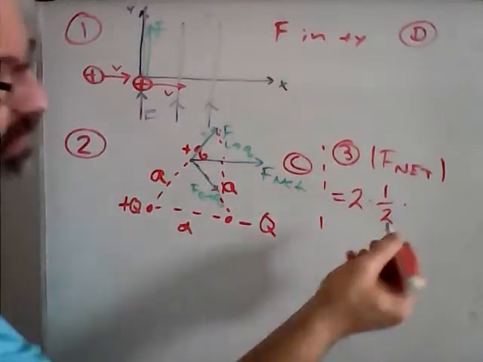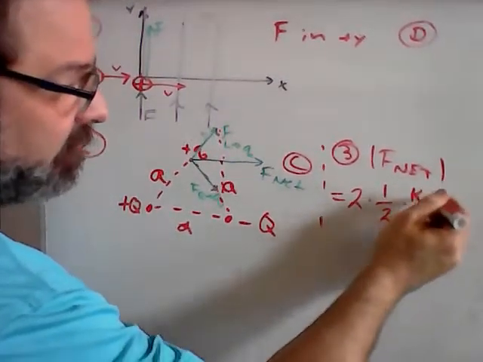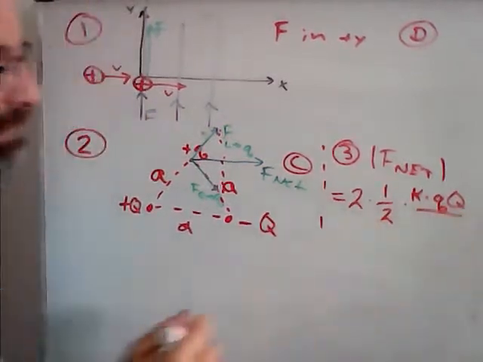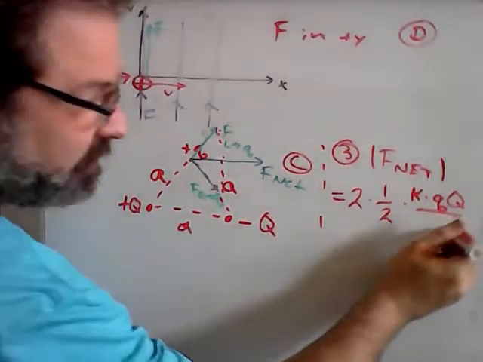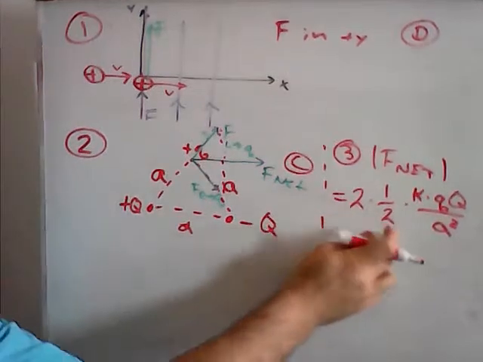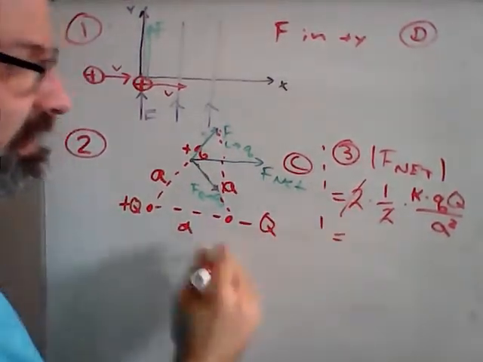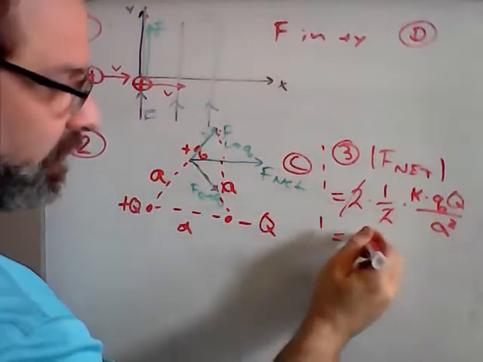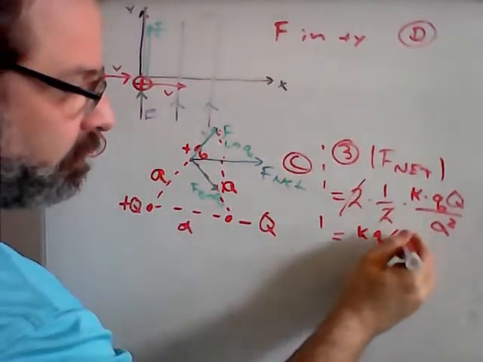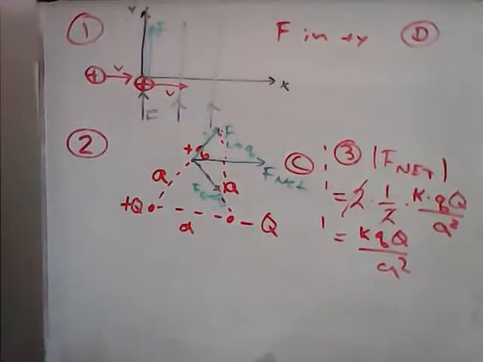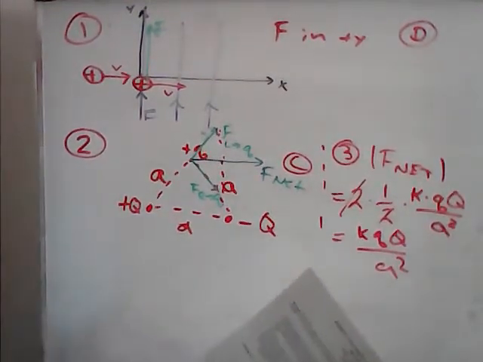Coulomb's law. Well, Coulomb's law says K times little q times big Q divided by the distance squared, which is a squared. We got 2, we got a half, cancel those out. Good. So that means we've got a net force of K, q, big Q over a squared. And we're going to check our sheet to see if that's a possibility.